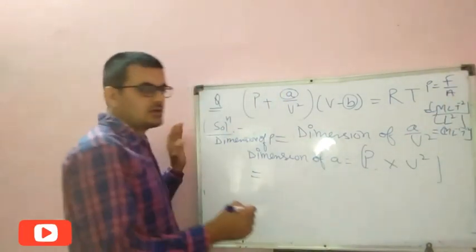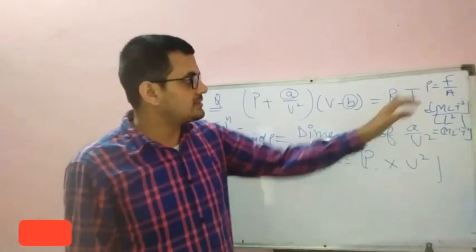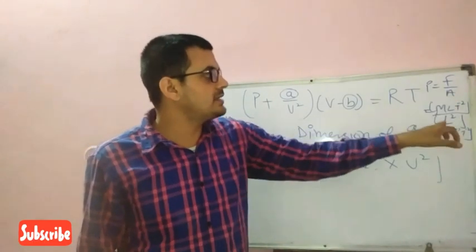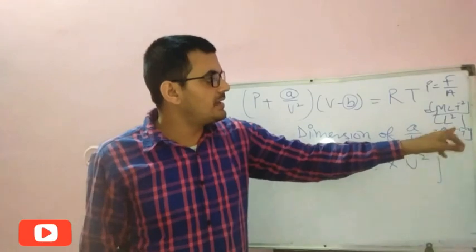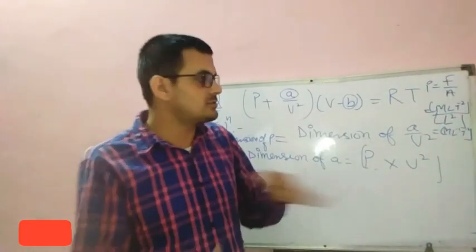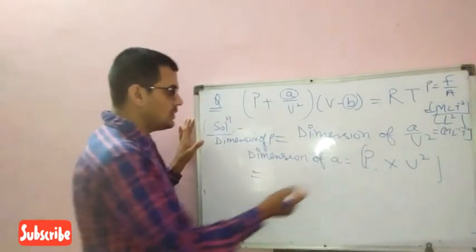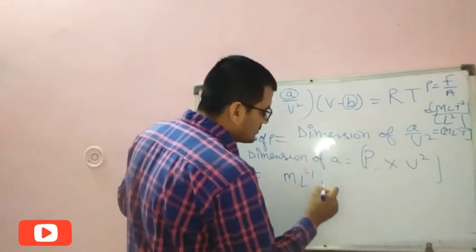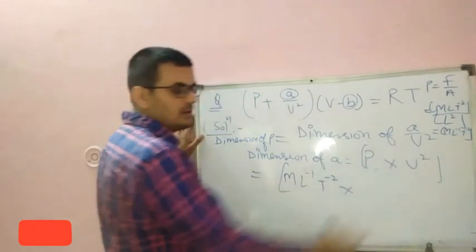So students, you must know how to find the dimension of any quantity. Pressure equals force upon area, the dimension of force is MLT^-2, and area is L². So we will cancel one L by this L, and one L will remain in the denominator, so the power will be minus 1. So it will be ML^-1T^-2. So the dimension of a will be ML^-1T^-2 into what?